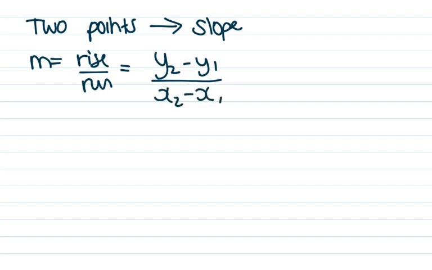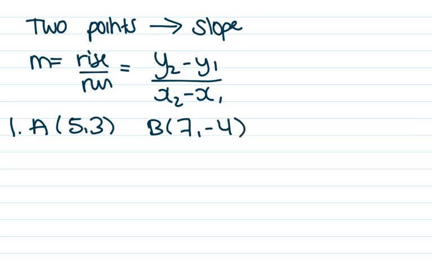We have talked about this before, but this is a refresher to get it into your brain. Example 1 says calculate the slope of the line passing through the following points. A is (5, 3), and B is (7, -4). I'm going to label these as x1, x2, and y1, y2. My points are both x, y, so I'm going to make this one number 1 and this one number 2.